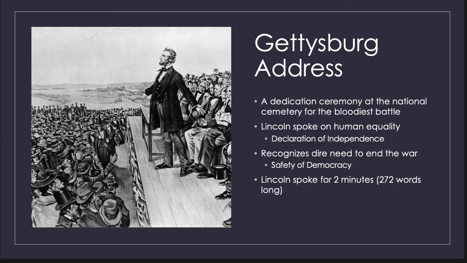And Lincoln is going to highlight the dire need to end the war. He's going to push that a quick end to the war is for the benefit of the safety of our democracy, that we really need to uphold history and be a little more proactive in that measure.